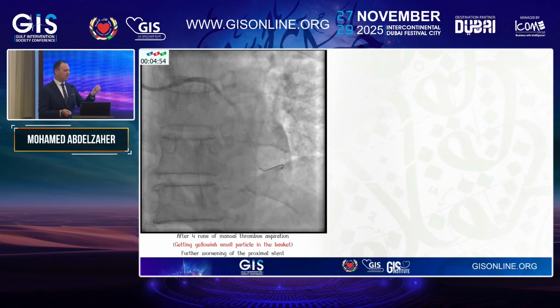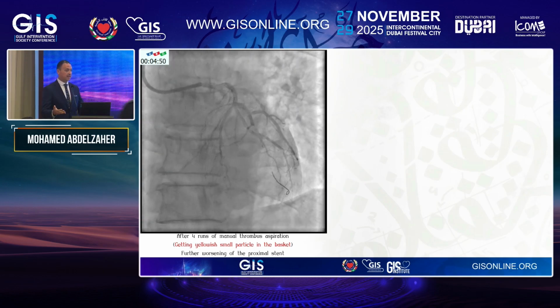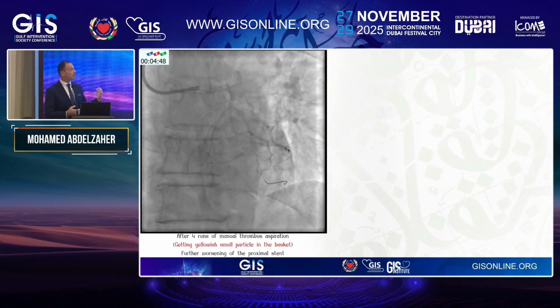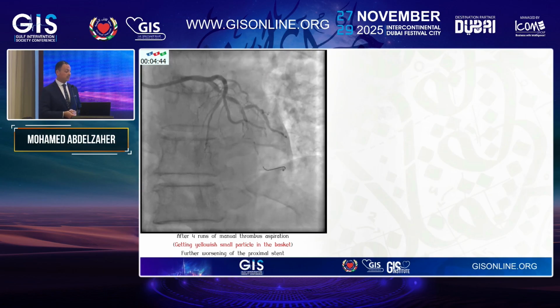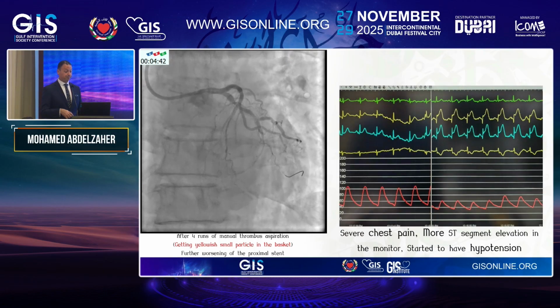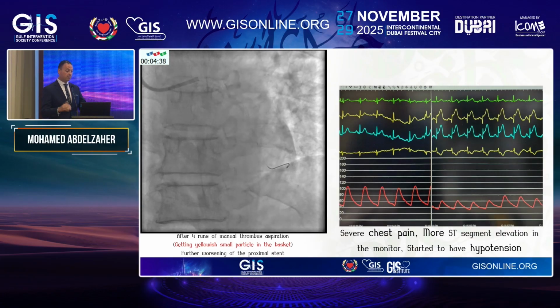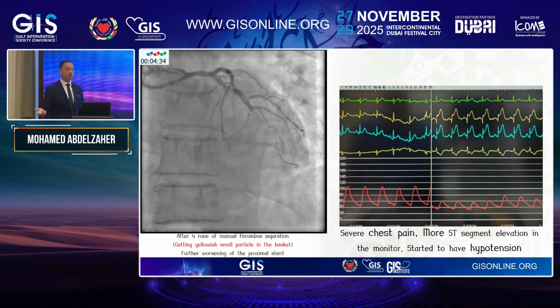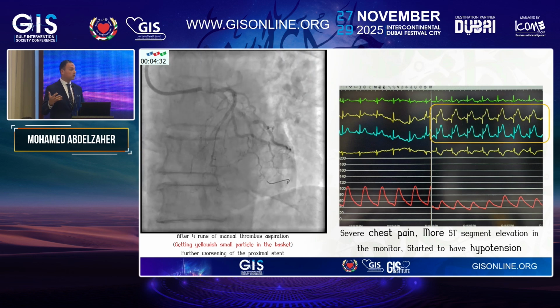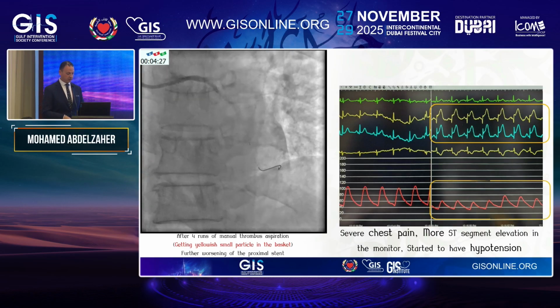I have some yellowish debris coming out. I did not have the flow distally restored yet, and you can appreciate some worsening in the flow in the proximal stent as well. So this is not the only thing. Angiographically, the patient started to have more ST segment elevation, and as you can see, the patient started to have hypotension. I'm feeling that I'm losing the patient. He is screaming, he is in pain, hypotension, ST segment elevation.